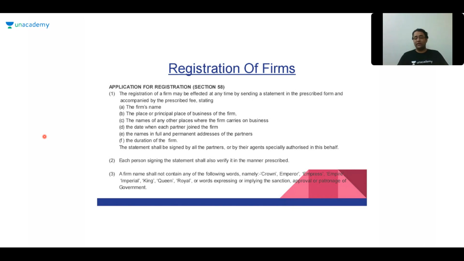Let's say, for example, Deep has just joined the session. You can have a partnership firm called Deep and Company or Deep Enterprises, whatever name you want, but you cannot use the terms crown, emperor, empire, empress, imperial, king, queen, royal, or any words which show that you have the government backing or undertaking with you. So the names can be anything, but you cannot have a name which gives a false impression about your firm. Any questions, please ask me.